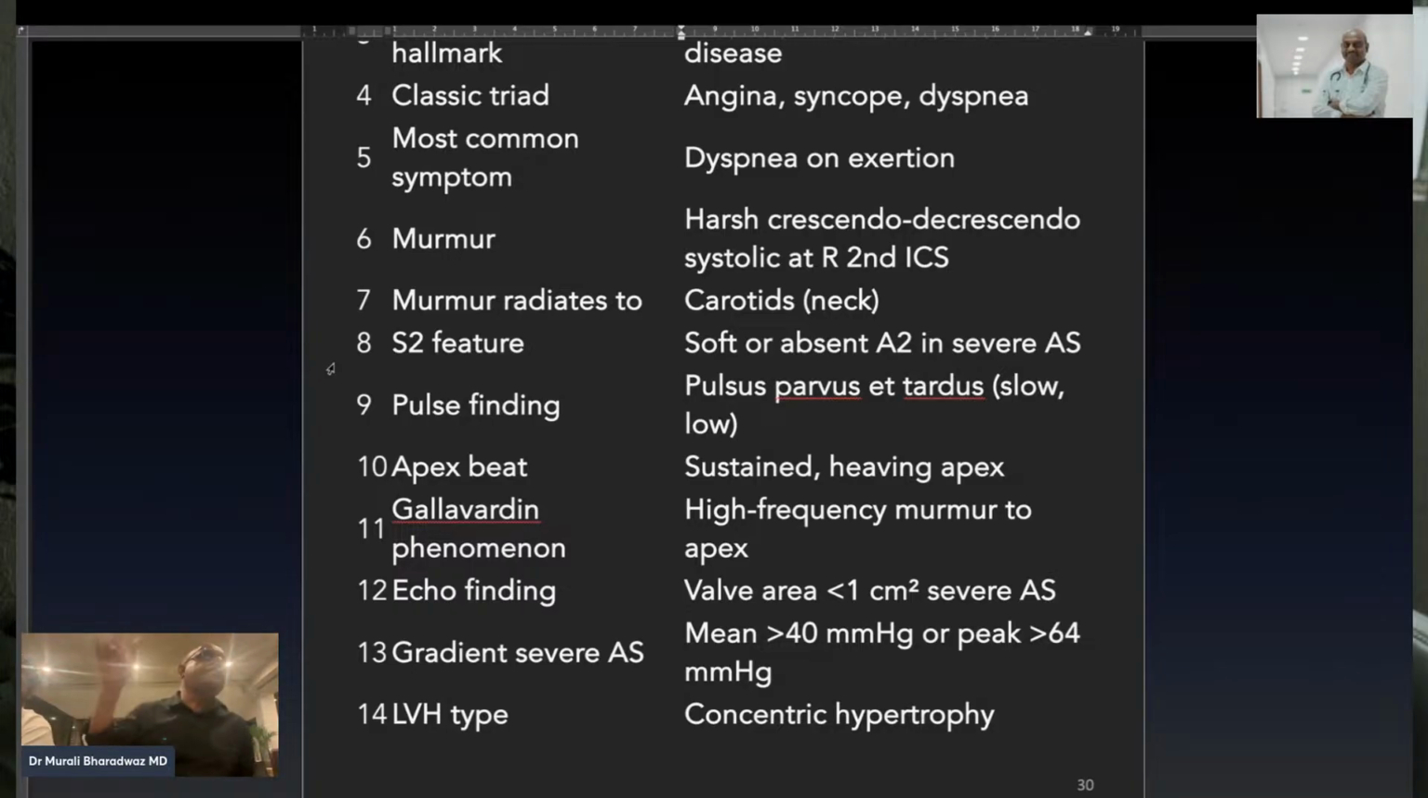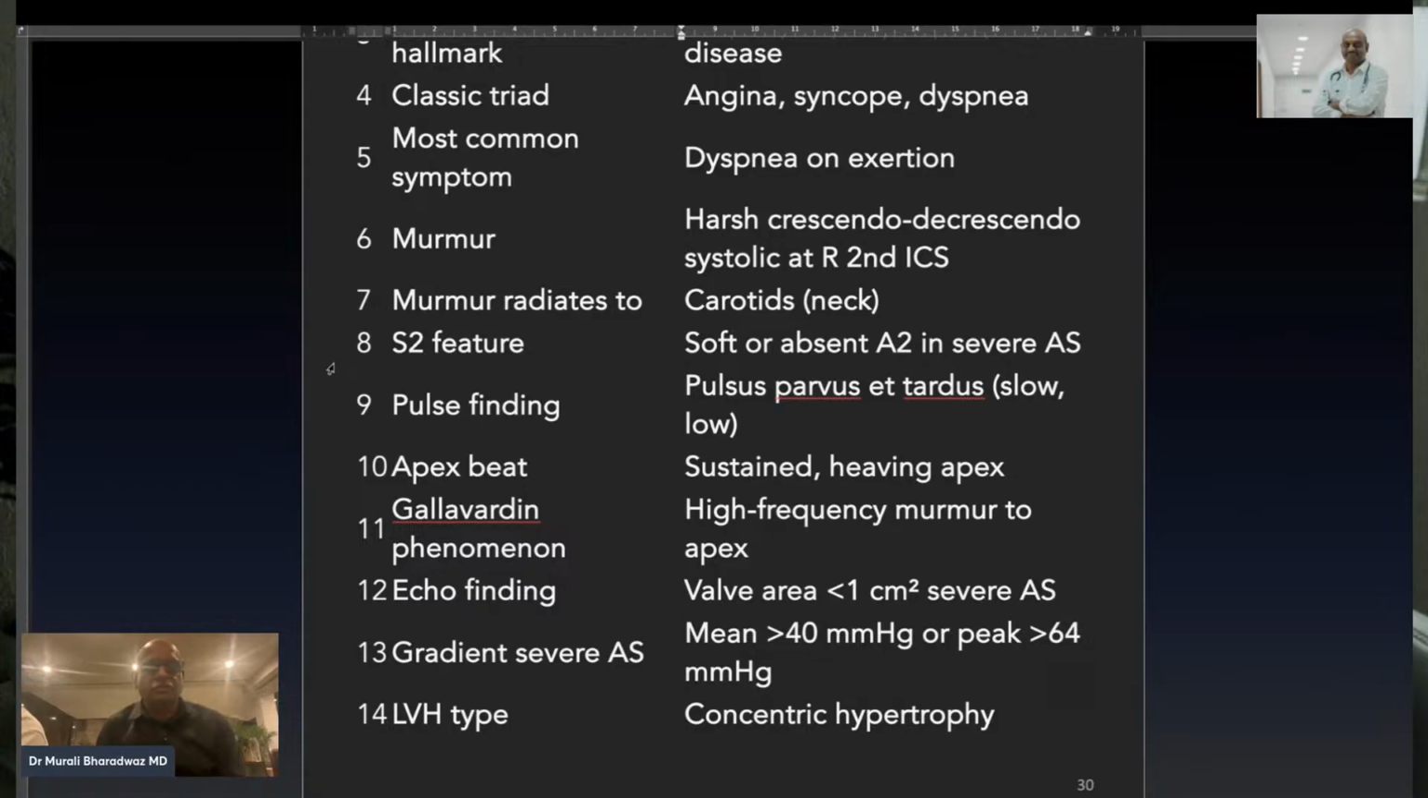What is the aortic area? Right second intercostal space, and it radiates to the carotid. And in this, S2 will be soft or absent in severe AS, because the back pressure closes the valve early. In severe AS it typically becomes soft, or even A2 is absent.